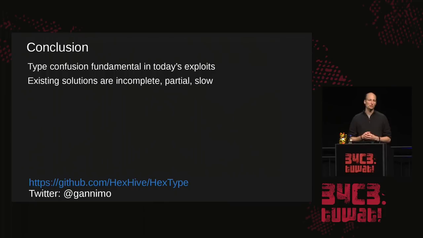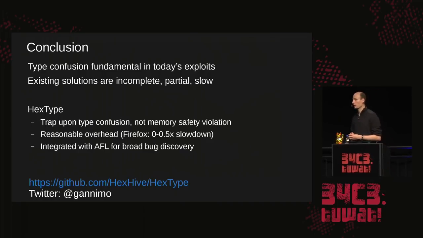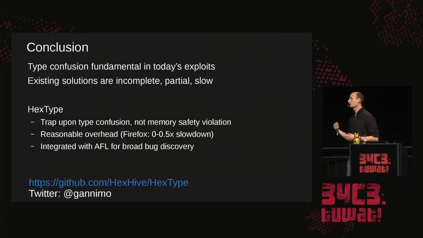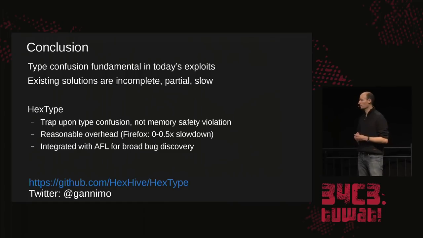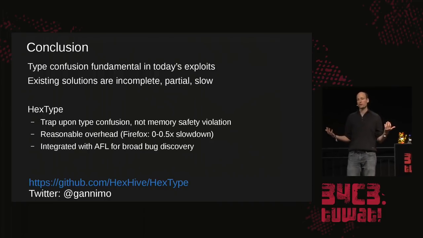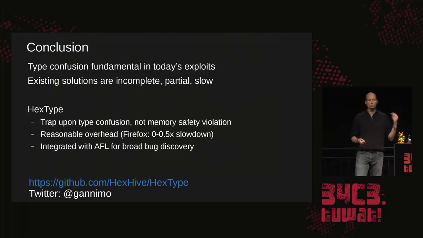And especially in large software systems like Chrome, Firefox, and other large mechanisms, we need to develop new ways to protect and enforce type safety at runtime. I presented HexType, which is an LLVM-based extension that allows you to trap upon type confusion. So you can compile your software with these type confusion protections, which allows you to track the true type of every object that you allocate, and then upon typecasts or dispatches, allows you to do an actual type check. So we can trap at the type confusion and not at the later memory safety violation.